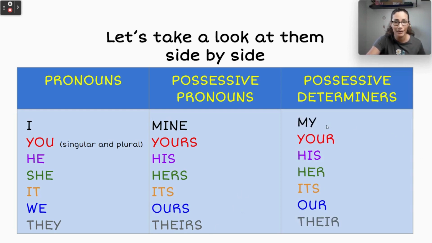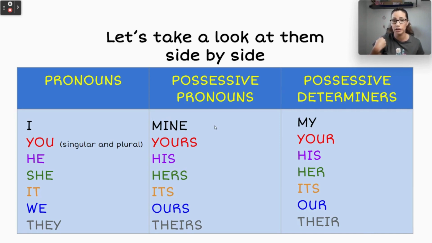Again, I'll say them and you can listen, or I'll say them and you can repeat. My, your, his, her, its, our, their. And just like before, I said, these glasses are mine, right?